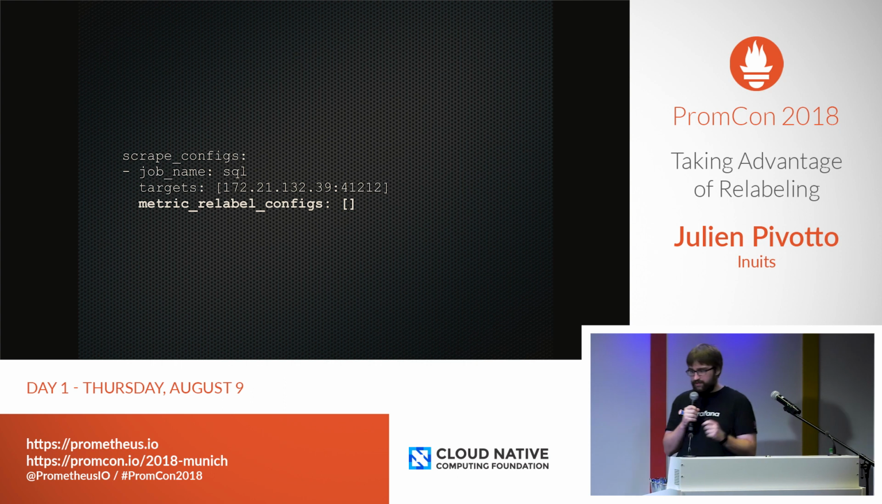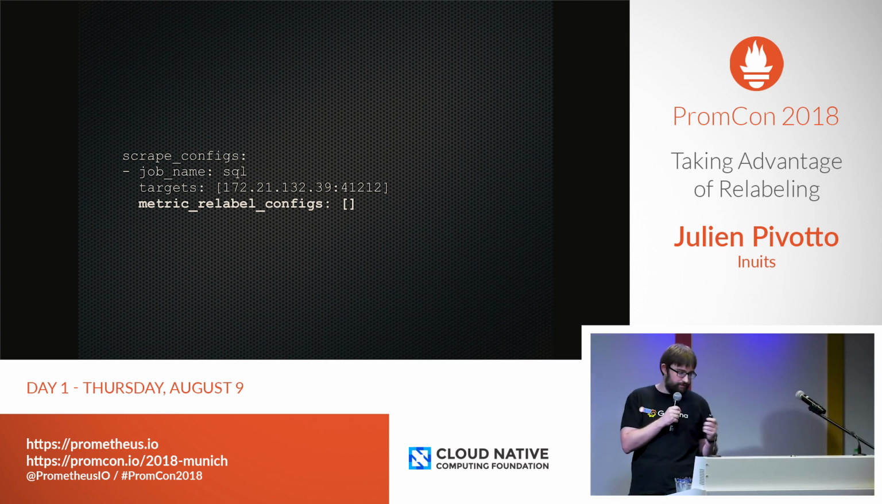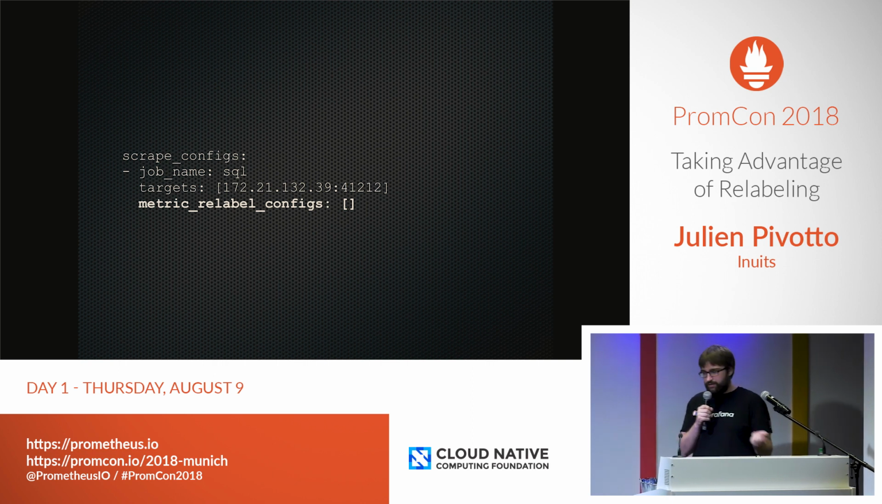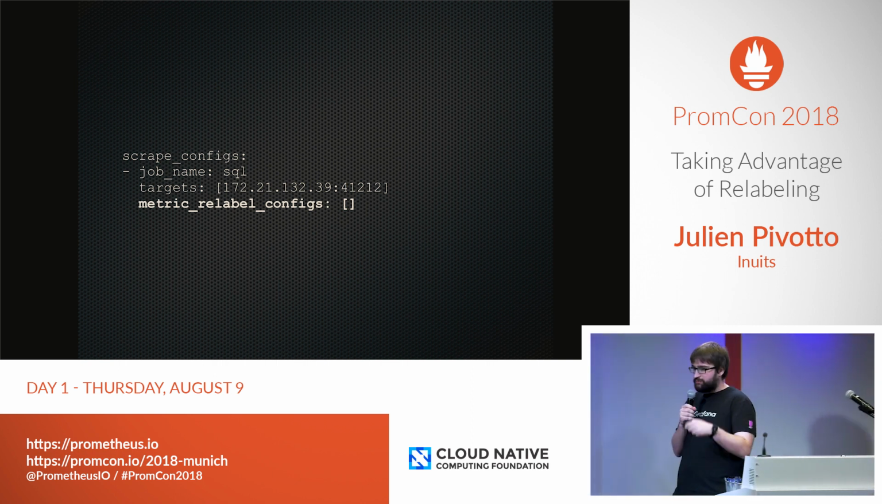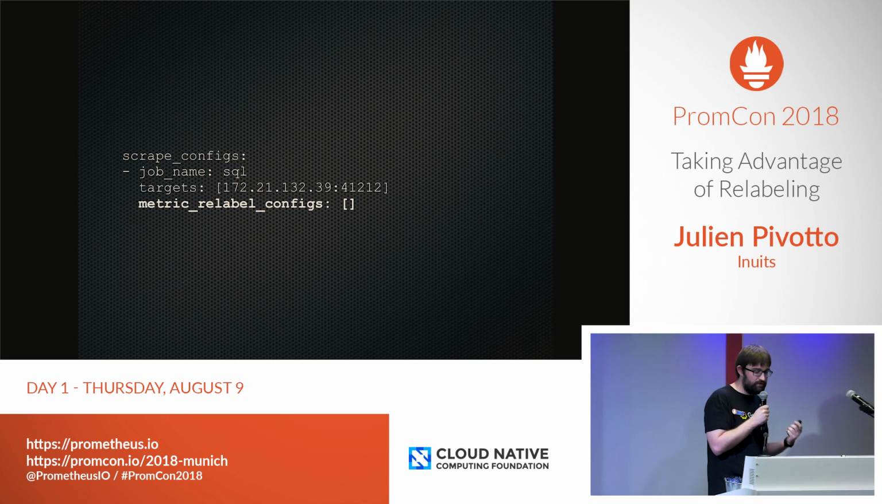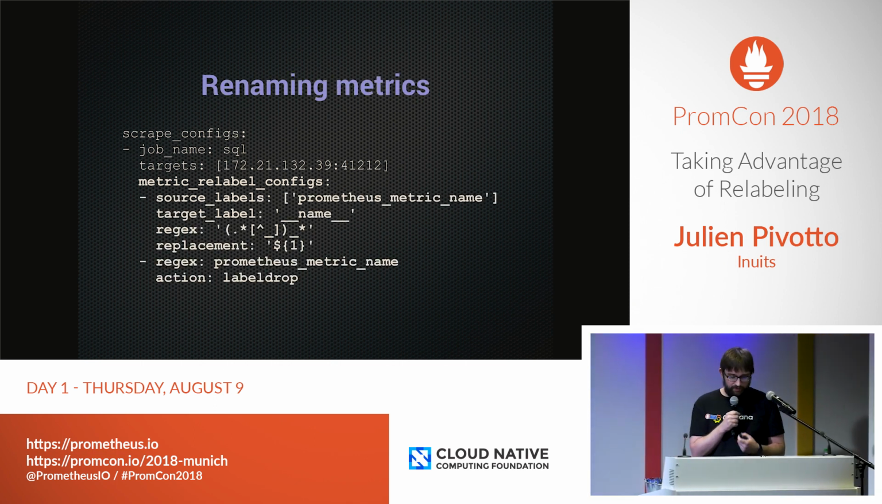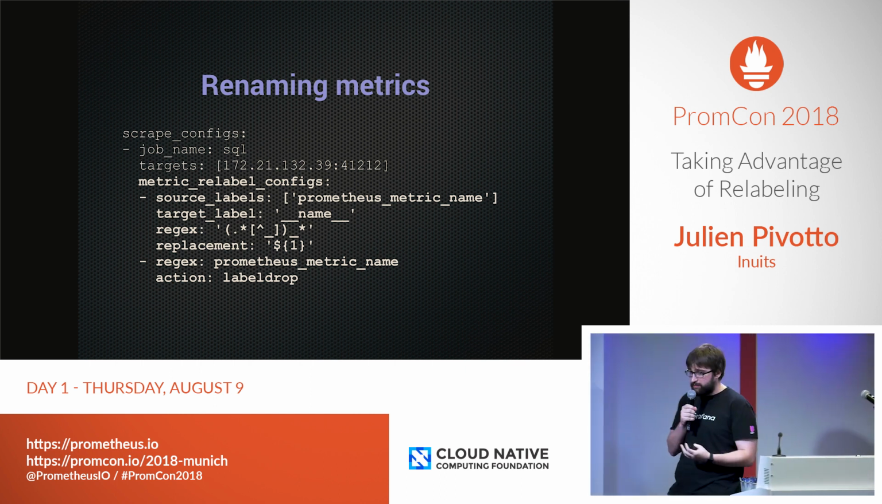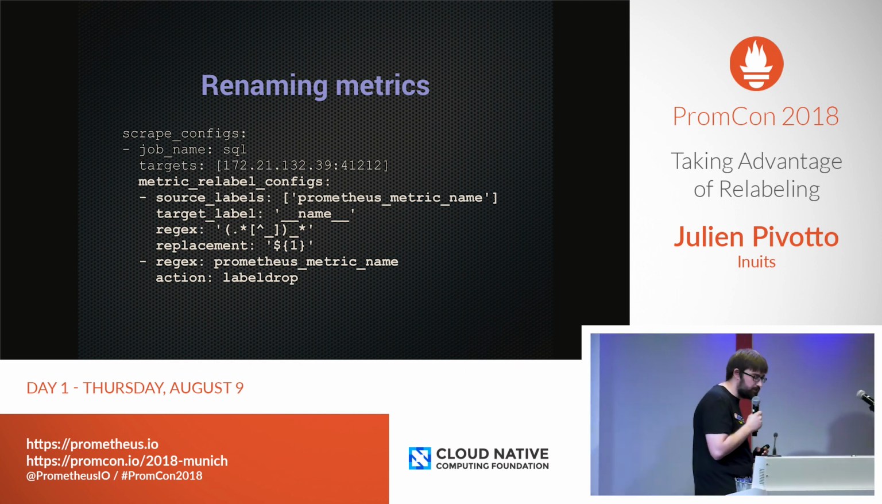So relabeling is something that you add at the end of the job configuration, metric relabel config, and it's a list. So Prometheus will do one after each other, and it will relabel your metrics like that. So let's start with a simple one. Because name is a label, I can actually change the name of the metric.